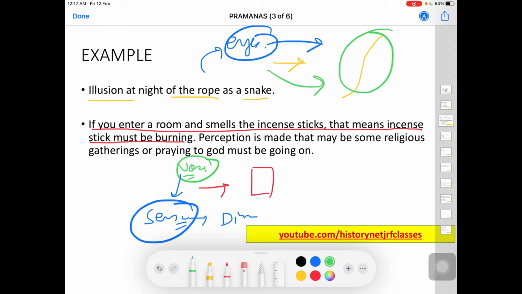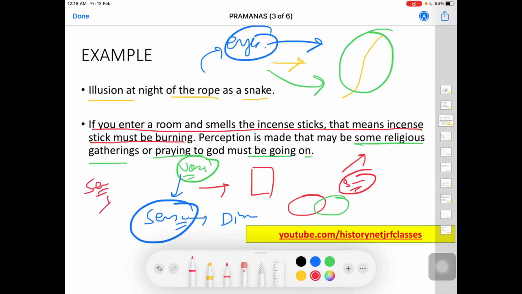And then you draw a perception that there must be some religious gathering or praying to God going on. These things came into your head from the smriti, that is from your past experience, that if there is any burning of incense sticks, then there must be some religious gatherings or some praying to God or some rituals going on. So here is the fusion of both the direct perception as well as the indirect perception. So it's all about perception, that there is use of sensory organs, which can be in the form of direct as well as in the form of indirect.